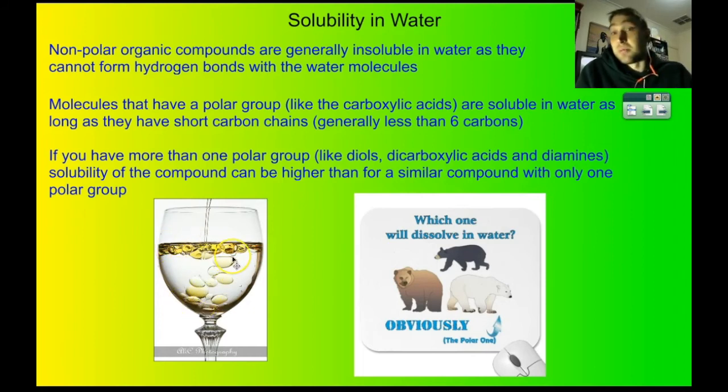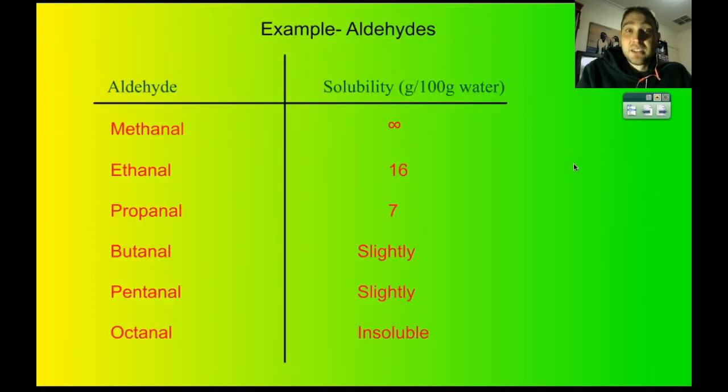And the reason for that is, well, we'll have a look in a minute and we'll see why that is. So to be soluble in water, you need to be reasonably small, and you also need to make some kind of secondary interaction with water. So let's have a look at an example in terms of solubility for a homologous series.